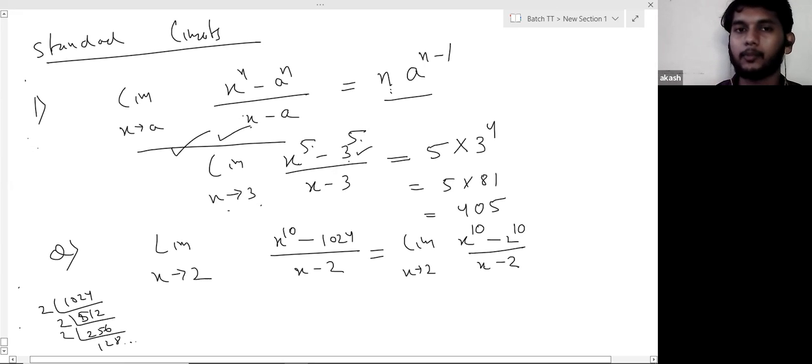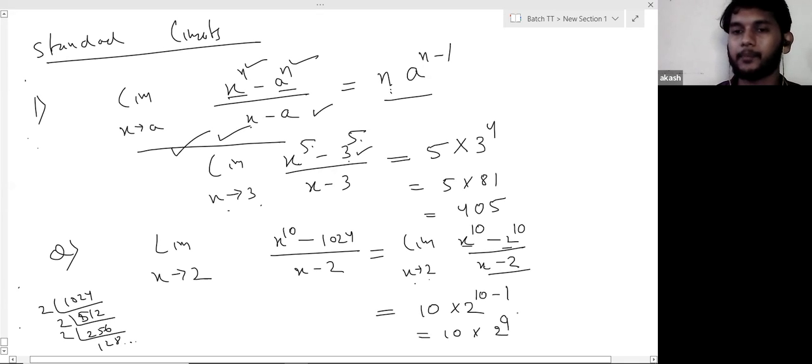You will get 10 factors of 2. Compare this to the standard formula, x to the power n minus a to the power n divided by x minus a, where the power is the same and x tending to 2. So you can apply this formula directly. This will be 10 into 2 raised to the power 10 minus 1, which is 2 raised to the power 9, and 2 raised to the power 9 is 512. So 5120 is the answer.